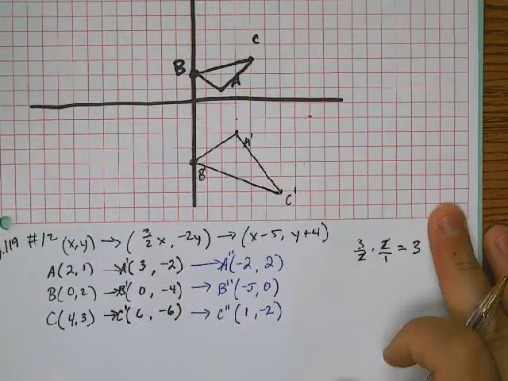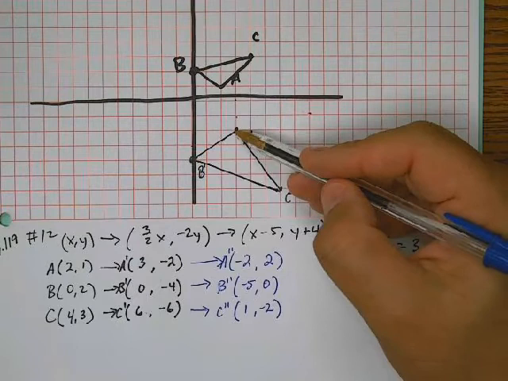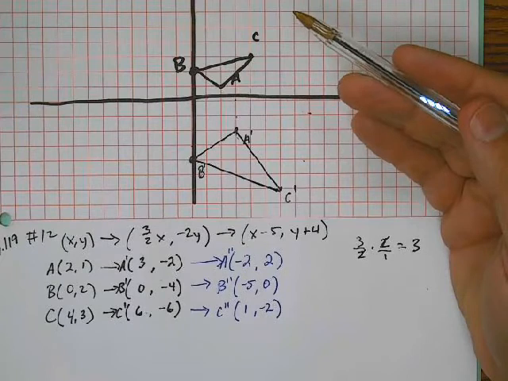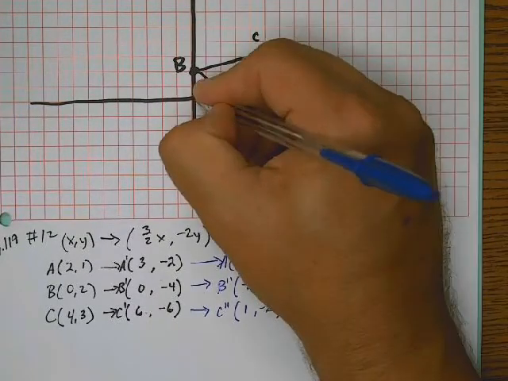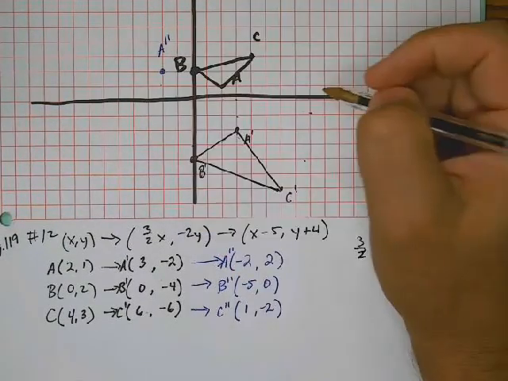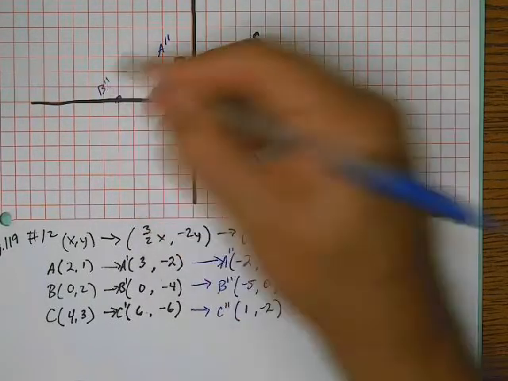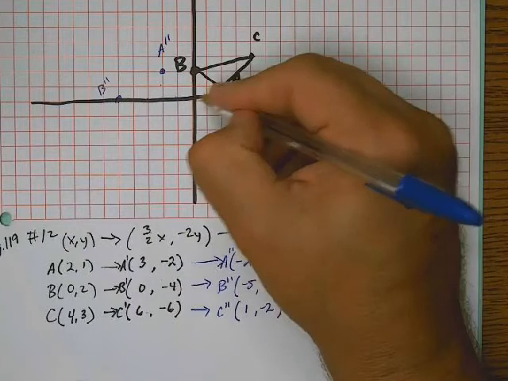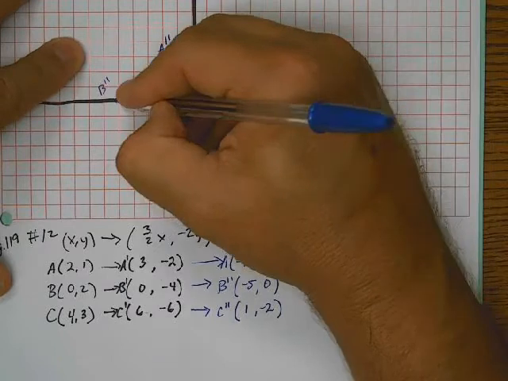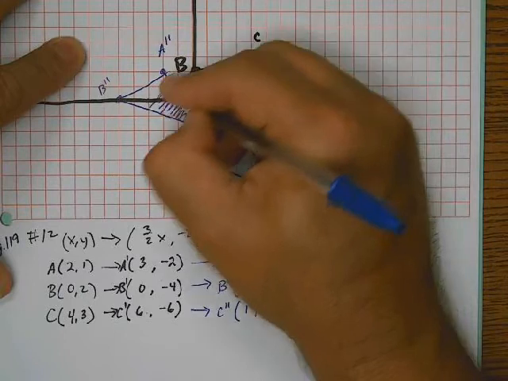Let's graph. Trust your math. So now, I don't go negative 2 off of this one. I go off the origin. It's like I'm graphing it. Does that make sense? Okay. So negative 2, 2. Negative 1, negative 2, 1, 2. There is A double prime. Negative 5, 0. 1, 2, 3, 4, 5. There is B double prime. And 1, negative 2. There is C double prime. Let's connect. And we are finished.